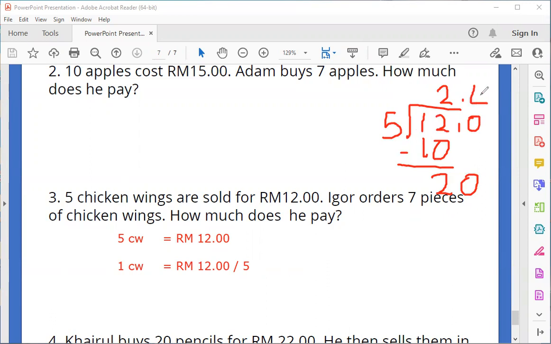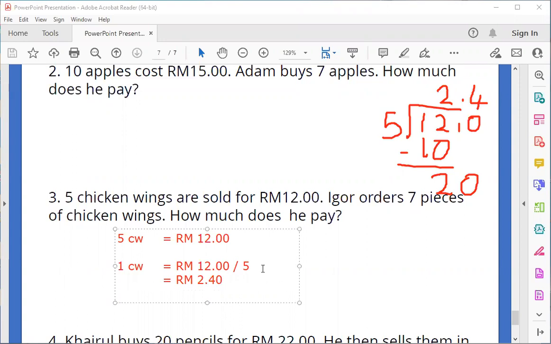20 divided by 5, it's 4. So over here, your answer is 1 chicken wing is 2 ringgit and 40 cents. All right.